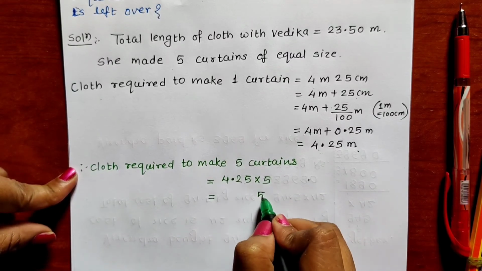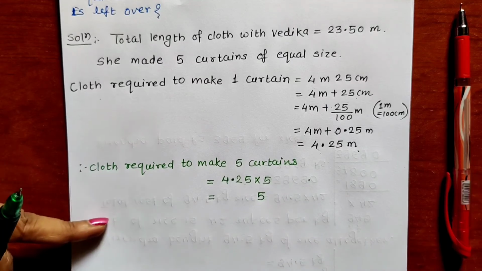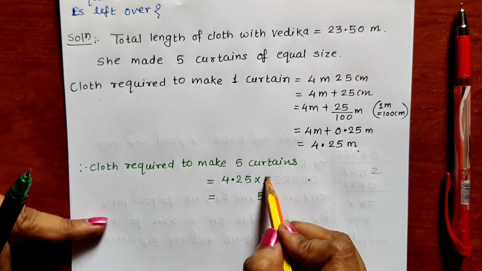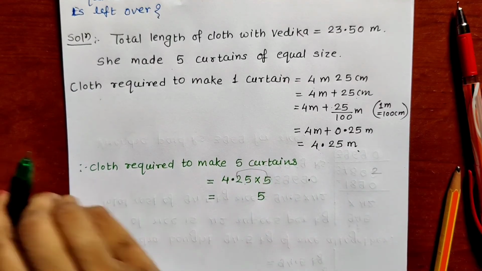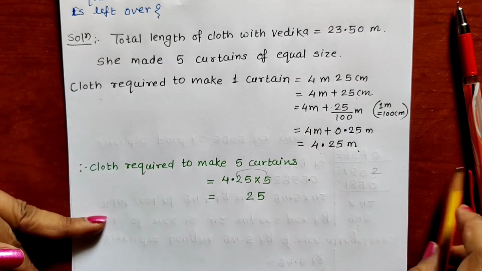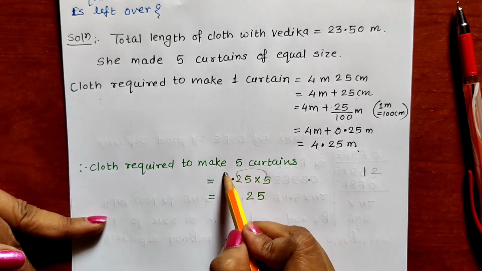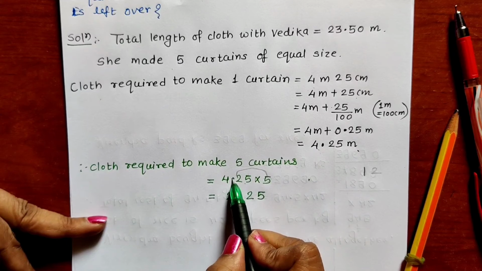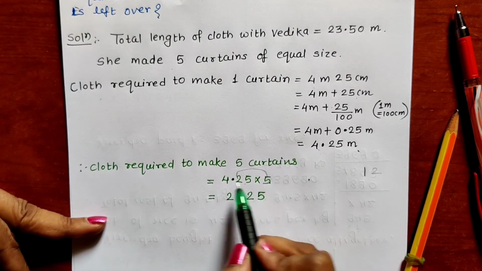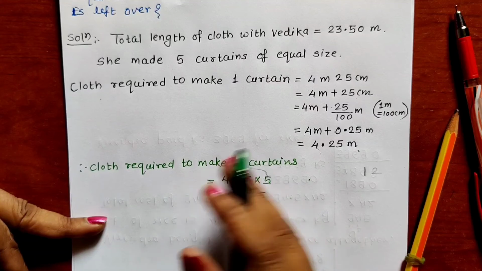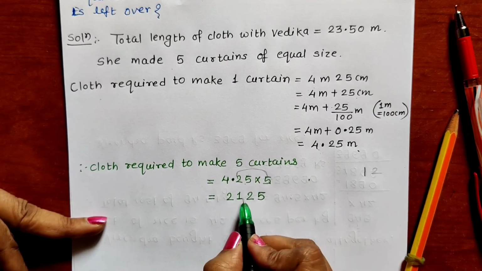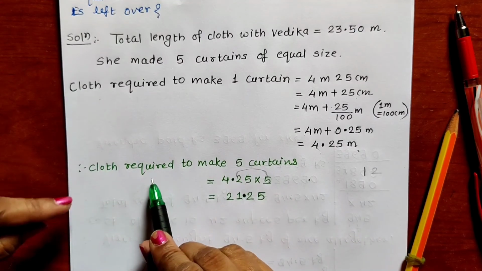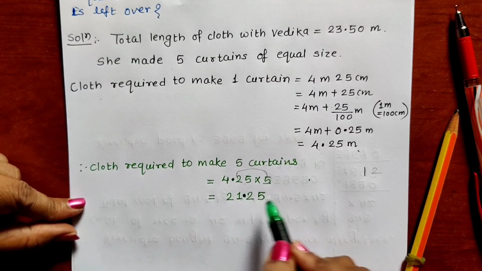5 5s are 25, 5 written, 2 carrying. Okay, this 2 carrying I write with pencil here. 5 2s are 10, 10 plus 2, 12. 2 written, 1 carrying. Now 1 carrying I write here. 5 4s are 20, 20 plus 1 is 21. Now see children, in this number a decimal point is there, here a decimal point is not there. So here after the decimal point there are 2 digits on the right hand side, so in the answer also there should be 2 digits after the decimal point. So I have to put the decimal point here. So cloth required to make 5 curtains is 21.25 meter.